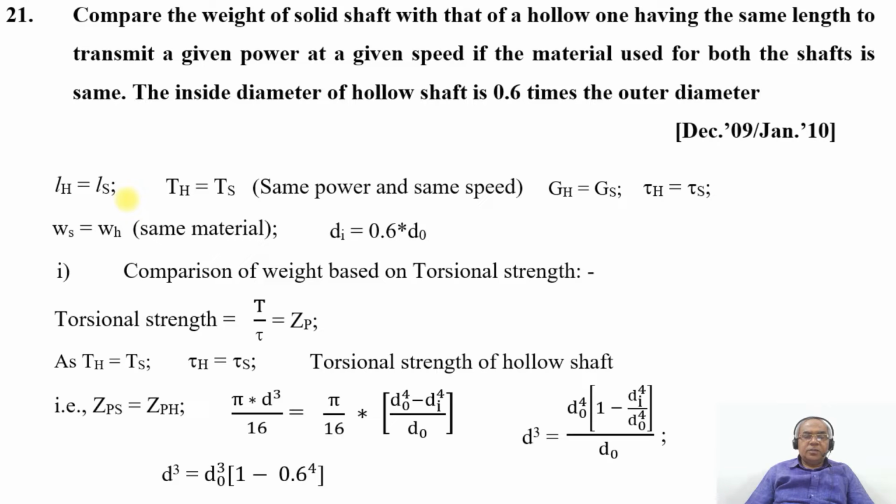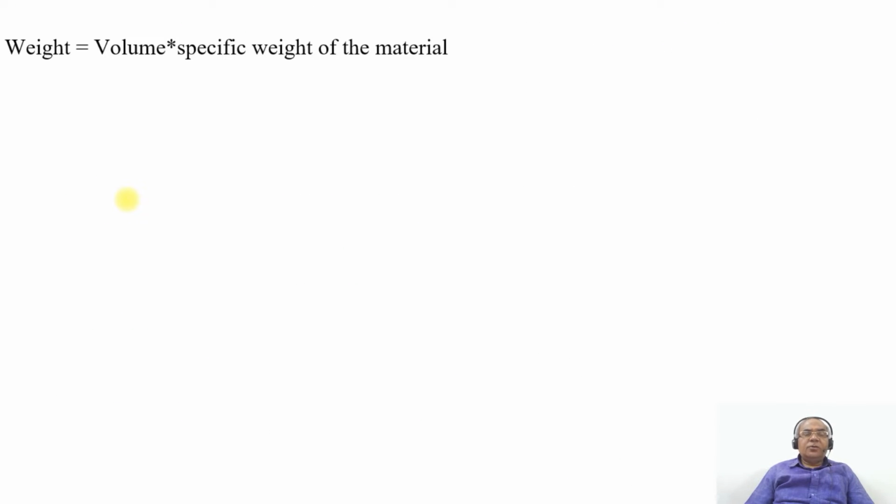So d cube equals d naught cube into 1 minus 0.6 to the power of 4. On further simplification, you get d cube equals 0.8704 into d naught cube. So d equals 0.954 into d naught, by taking the cube root. Now weight equals volume into specific weight of the material. Volume is area into length, so weight equals capital A into small l into small w.